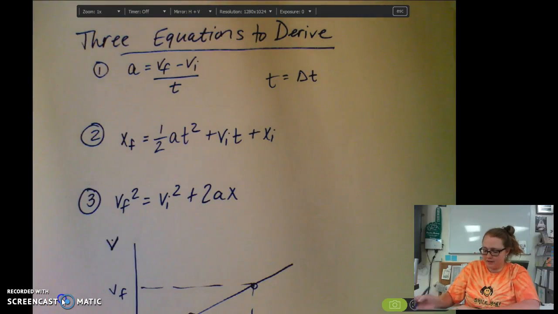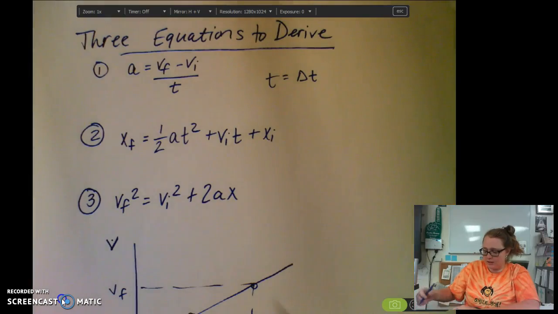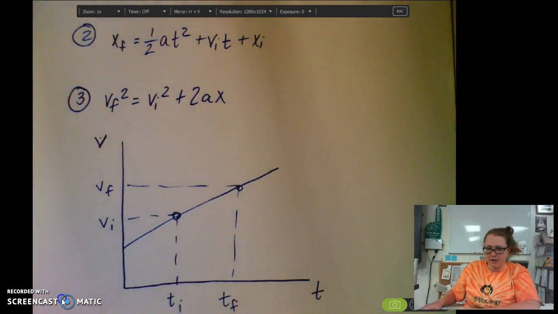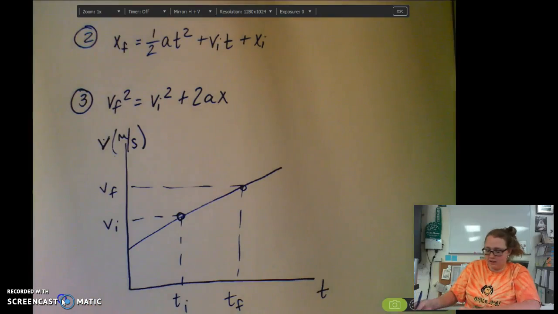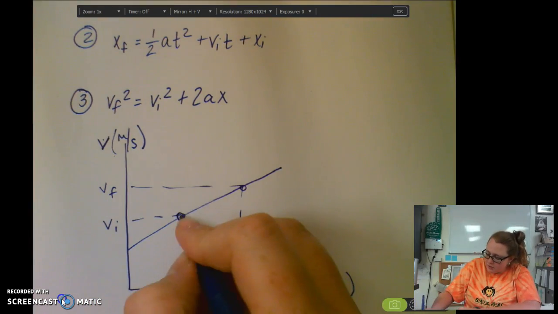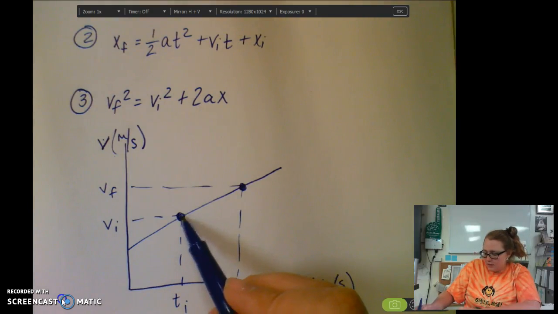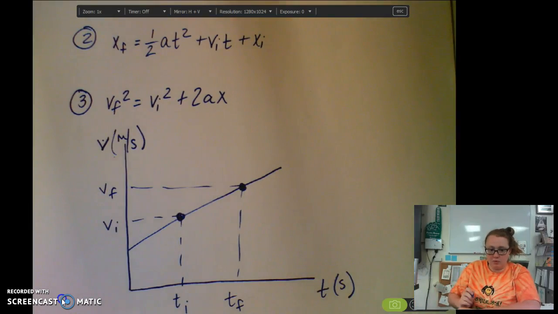Alright, let's look at the derivations for your three most important equations in linear motion. Now, first of all, let's notice that we have this graph. It's a velocity and time graph, so our velocity would be in meters per second, and our time, of course, is in seconds. Now, let's say I wanted to know all the information that's going on between t1 and t2, or this point in time and this point in time.